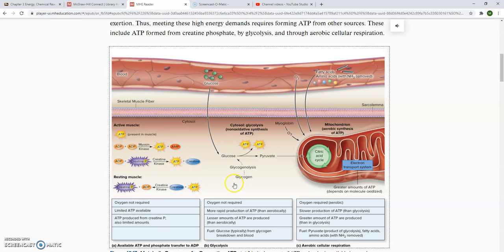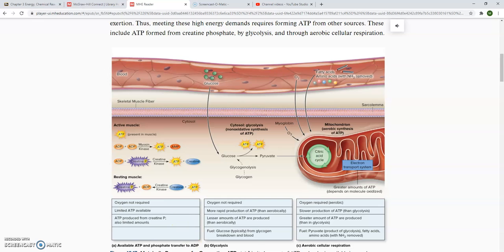So that is where we come to our fourth source of energy for muscle contractions. What we usually just call it is glycolysis. There's other names for it. I think sometimes they'll call it anaerobic metabolism. But I think we should just stick with glycolysis, because remember, hopefully, from chapter 3, glycolysis was one of the steps in cellular respiration.